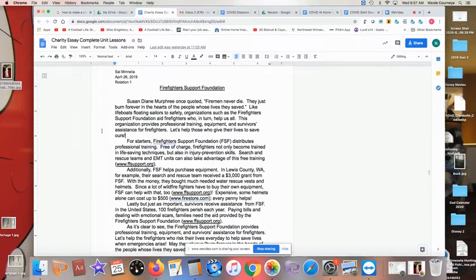So I'm going to read the first paragraph, and in your mind, I want you to think, what would you highlight in orange for the attention getter? What would you highlight in blue for the thesis statement? Suzanne Diane Murphy once quoted, "Firemen never die. They just burn forever in the hearts of the people whose lives they've saved. Like lifeboats floating sailors to safety, organizations such as the Firefighter Support Foundation aid firefighters who in turn help us all. This organization provides professional training, equipment, and survivors assistance for firefighters. Let's help those who give their lives to share ours."